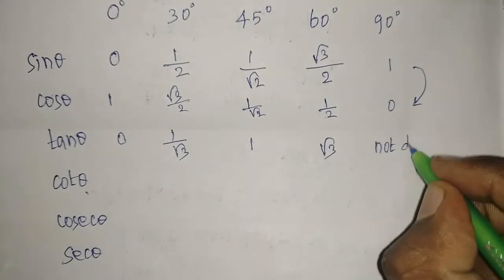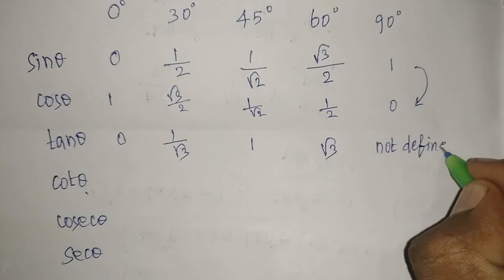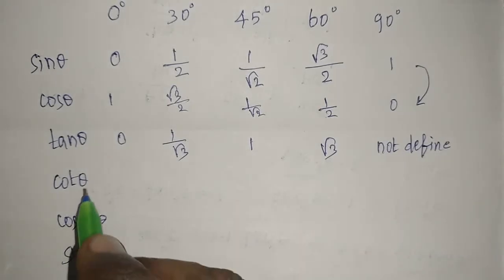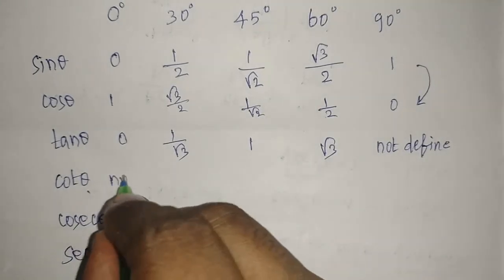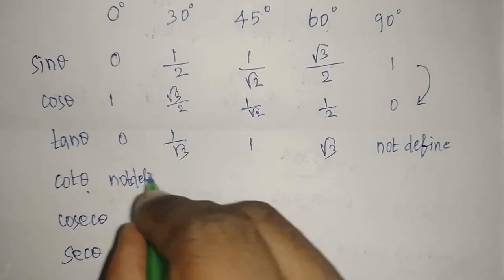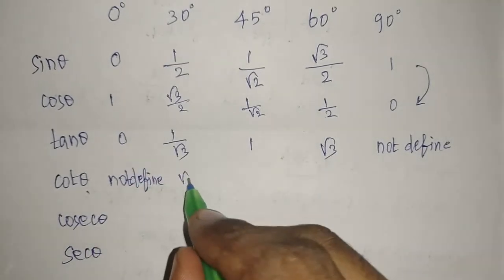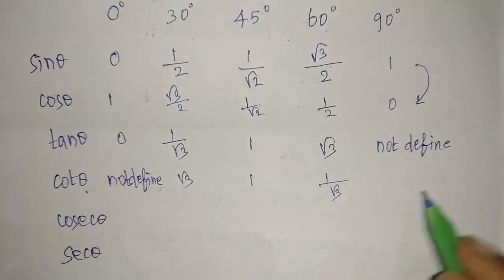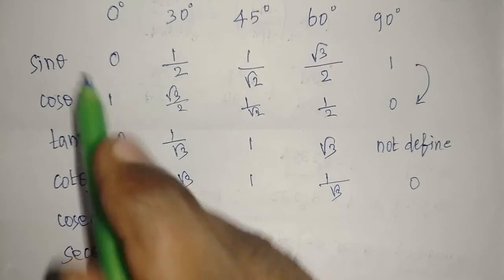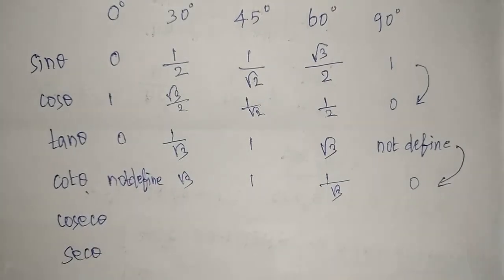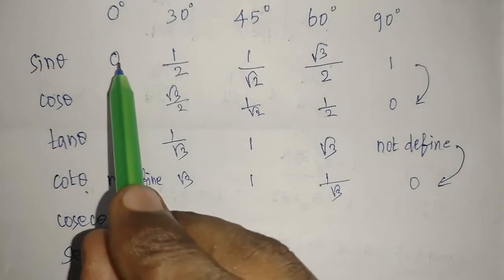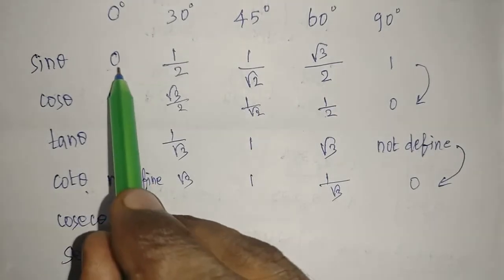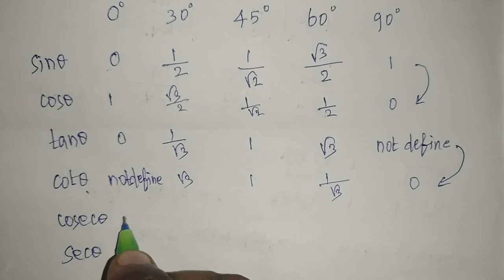That's it. If you write the answer in reverse way you will get the cot theta. Again not defined, root 3, 1, 1 by root 3, 0. Okay, now cosecant. Cosecant means reciprocal of sin theta. This we are writing in reverse way. Cosecant means reciprocal of sin, with 1 there. If you take the reciprocal, 1 by 0. 1 by 0 is not defined.